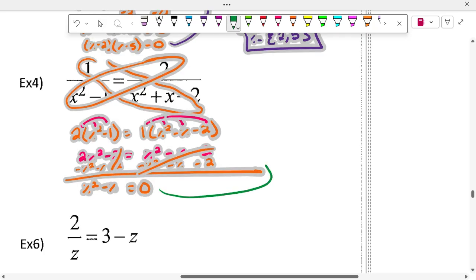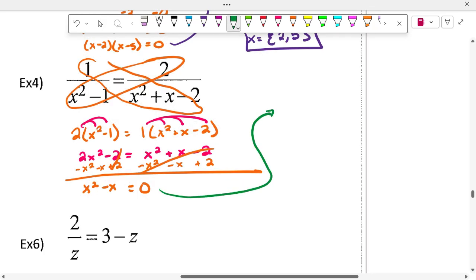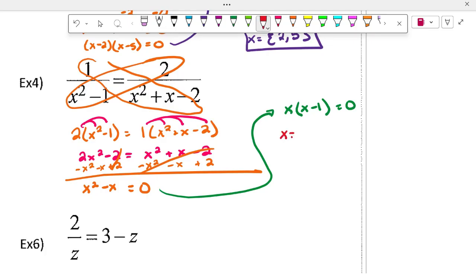Now, this is a pretty easy factor. How do I factor that? Right, it's a GCF of x, which leaves you with x minus 1 equals 0. So remember, you got to set both of those factors equal to 0. So I have x equal to 0, x minus 1 equal to 0. So x is equal to 0, x is equal to 1.